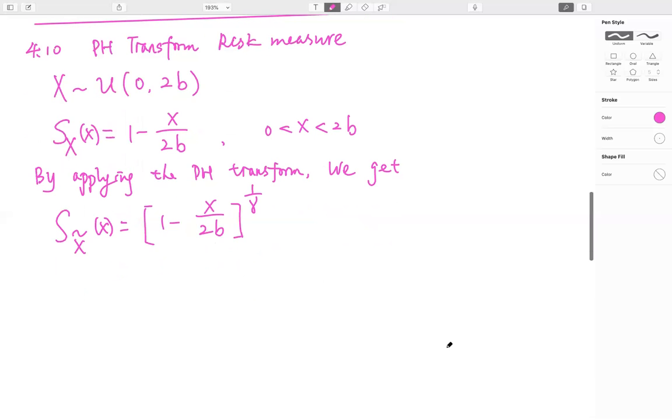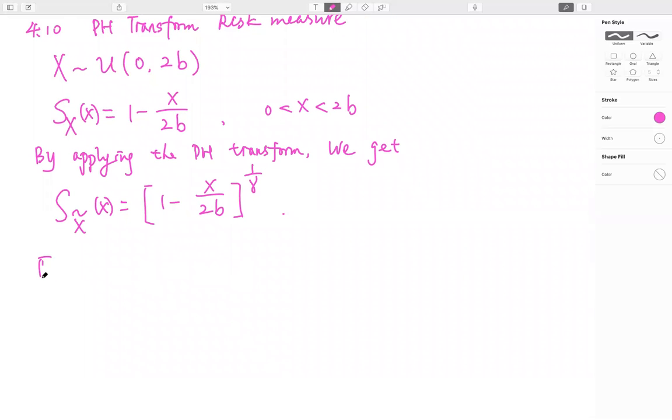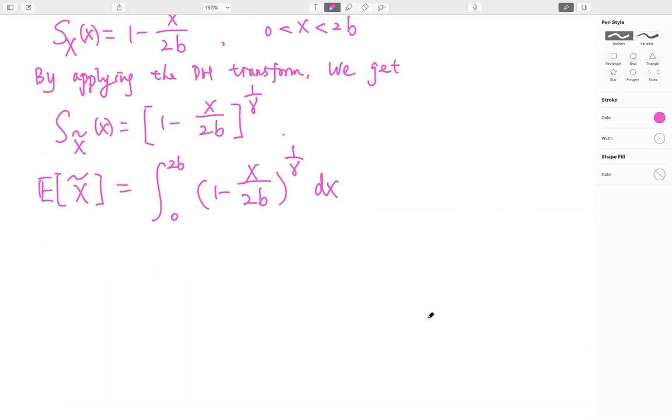Okay, so this is the result, right? And in order to get the risk measure, we compute the expectation of this new random variable. Since my x is between 0 and 2b, I integrate from 0 to 2b, 1 minus this term, raised to 1 over gamma, dx. So my job now is to calculate this integral. So obviously I'm trying to replace anything that is standing in my way. So I use y to replace.